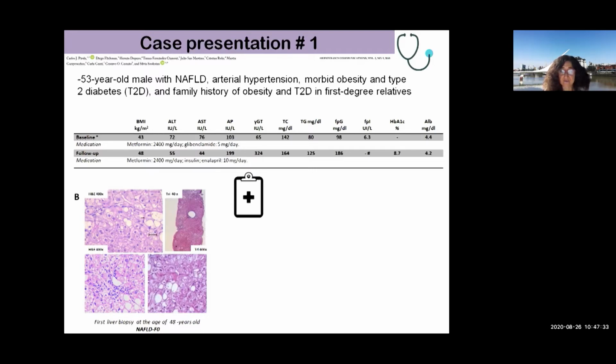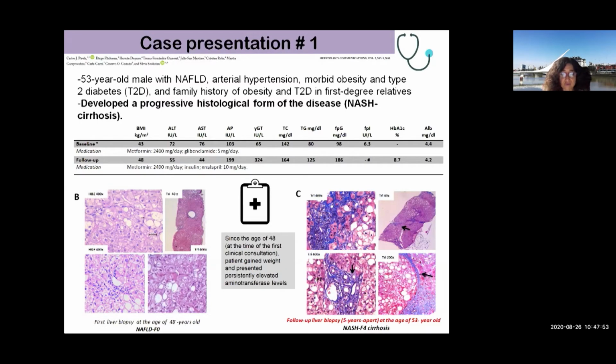This is a case of a 53-year-old male with non-alcoholic fatty liver disease, arterial hypertension, morbid obesity, and type 2 diabetes. Liver biopsy showed non-alcoholic steatohepatitis, which is the severe histological and clinical form of the disease. Since the age of 48, at the time of the first clinical consultation, the patient gained weight and presented persistently elevated aminotransferase levels. A second biopsy, 5 years apart from the initial one, showed the patient had developed NASH cirrhosis.